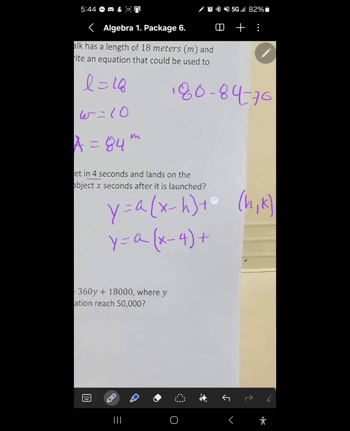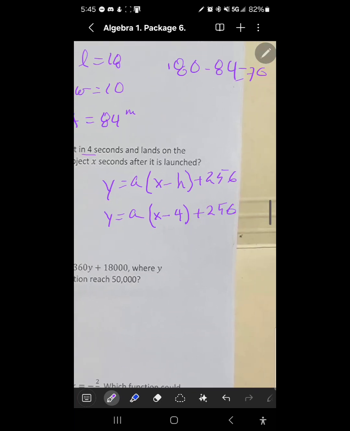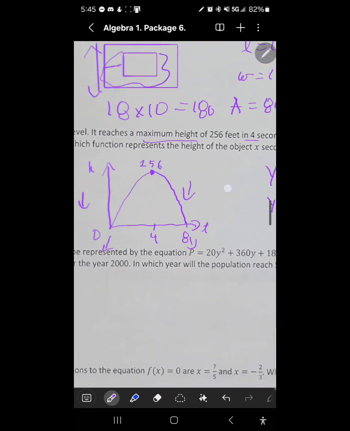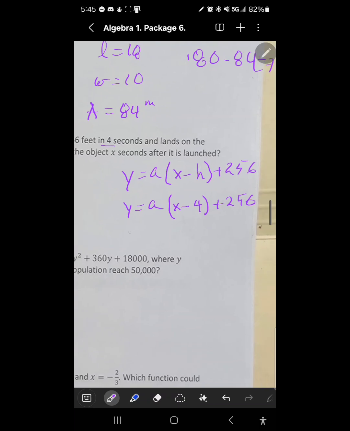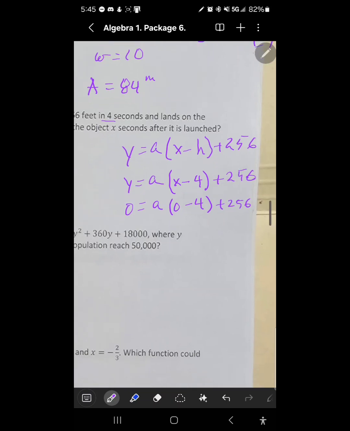This is the y-intercept. Oops. No, I did it right. So this is 256. It will just cancel out later when we substitute for a. But we can solve for a because we have points, so we can take the point 0, comma 0. We have that 0 for y equal to 8x minus 0. So we have the point 0, comma 0 minus 4 plus 256.